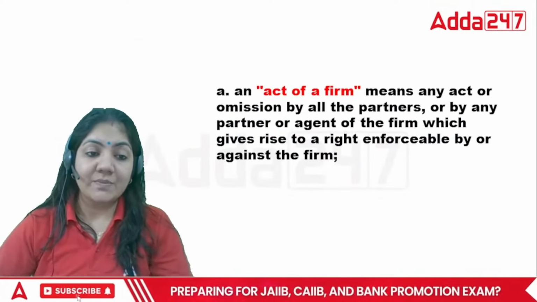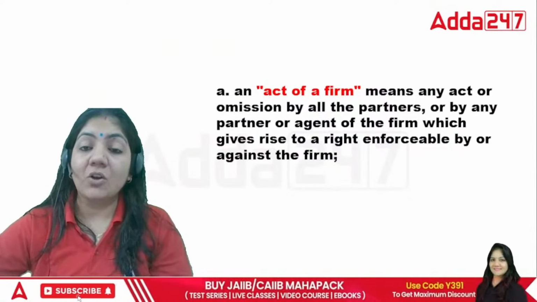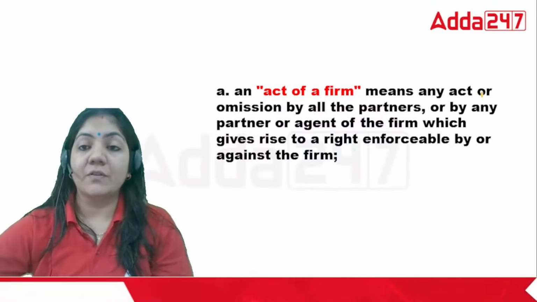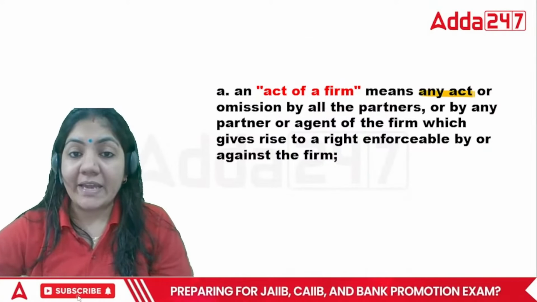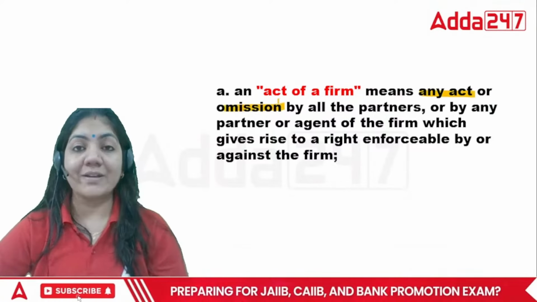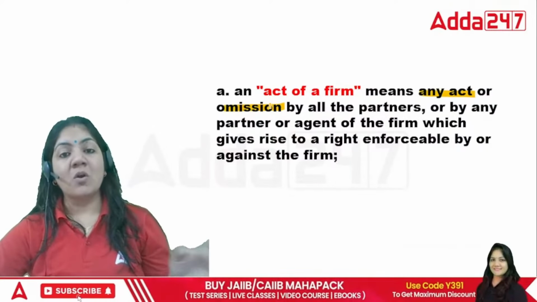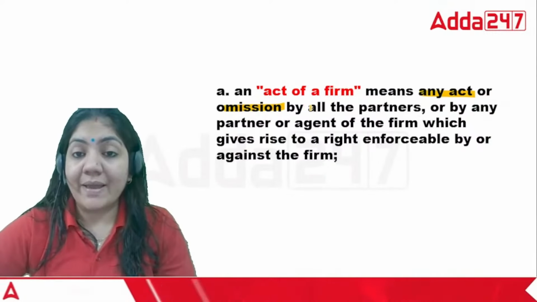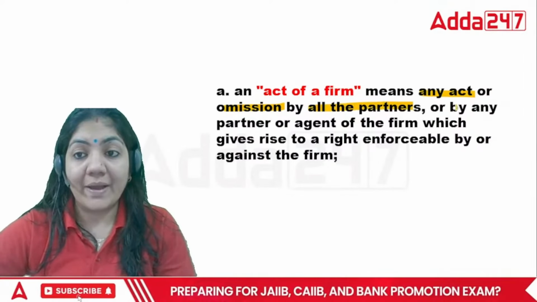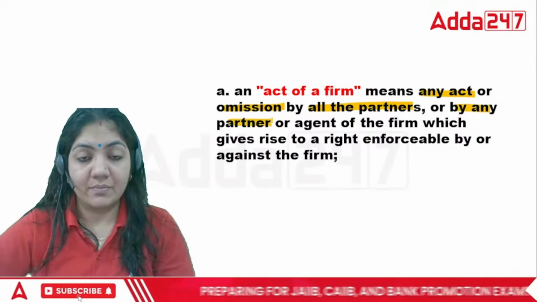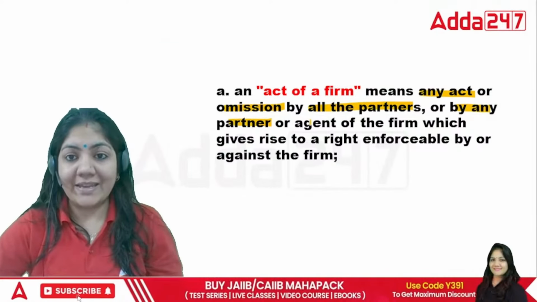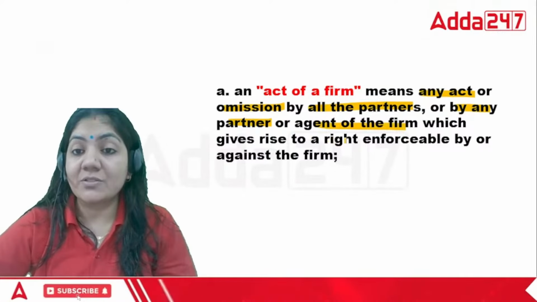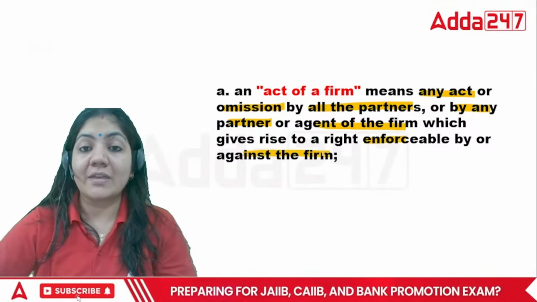The first term is act of the firm. What do you mean by the term act of the firm? It means any act or omission. What is act? Act means to do. Omission means not to do. So any act or omission by all the partners or by any partner or agent of the firm which may give rise to rights enforceable by or against the firm.